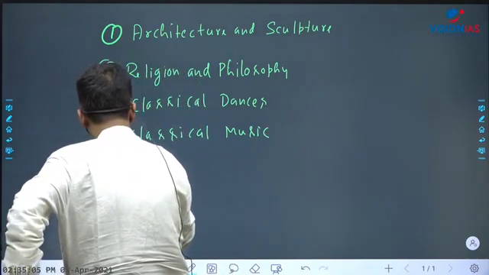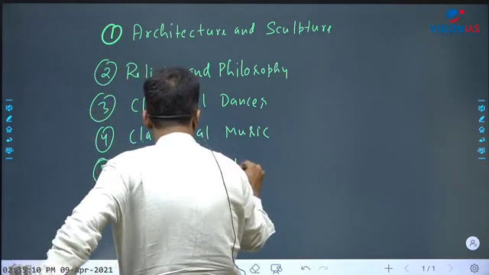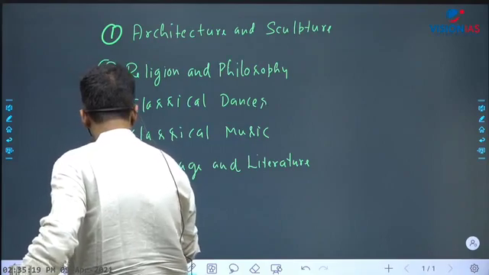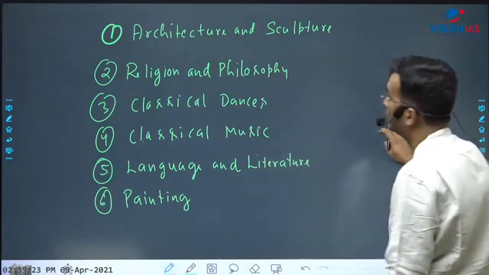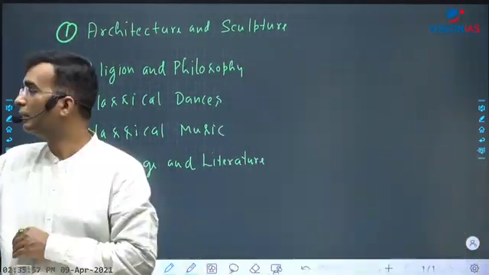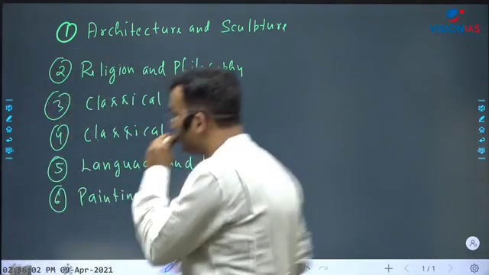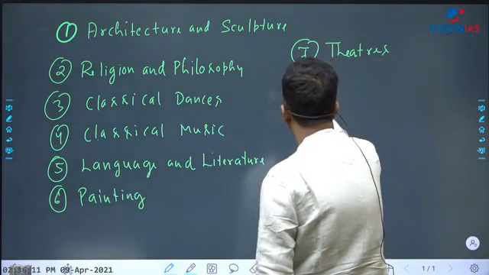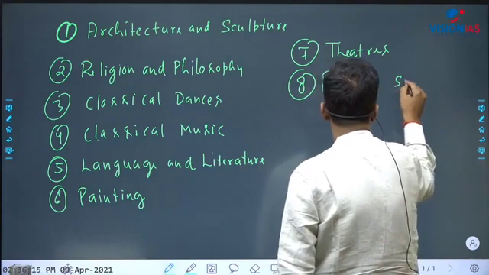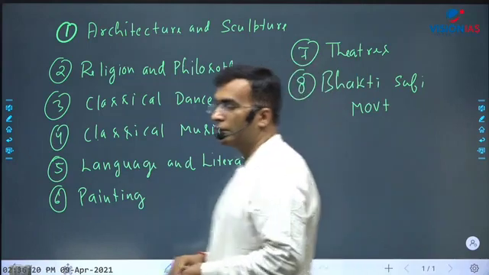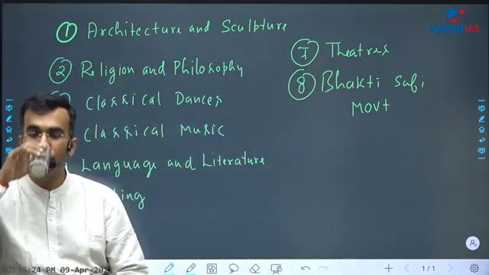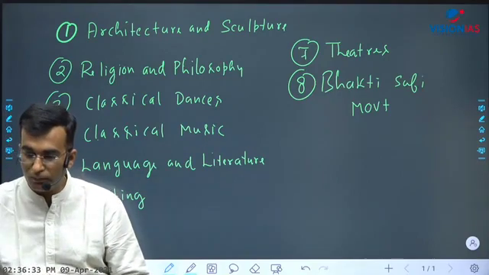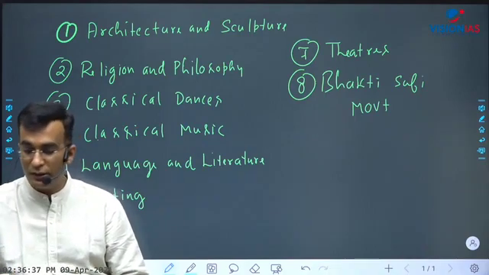Fifth, language and literature. Sixth, painting. So next chapter after painting, seventh, theaters and Bhakti Sufi movement. So these are the chapters that we are going to see in art and culture.